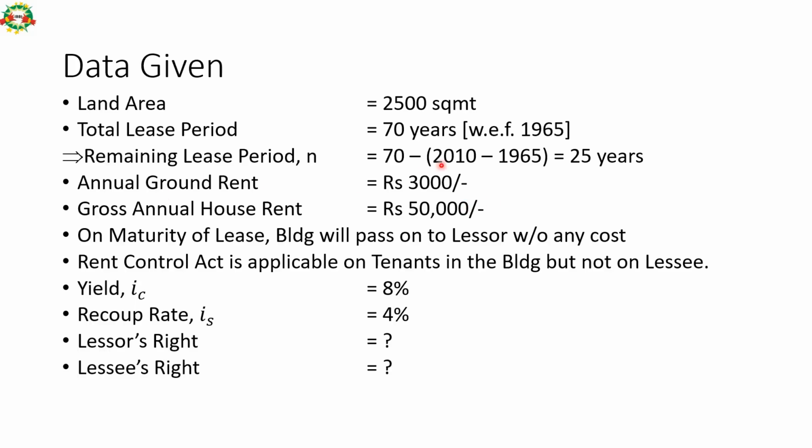Annual ground rent is 3,000, which lessee will pay to Mr. X, and gross annual house rent, which sub-lessee or tenants will pay to lessee, is 50,000 rupees. This is the financial covenant that on maturity building will pass on to lessor without any cost. And the Rent Control Act is applicable on tenants in the building but not on lessee. And yield and recoupment rate is key.